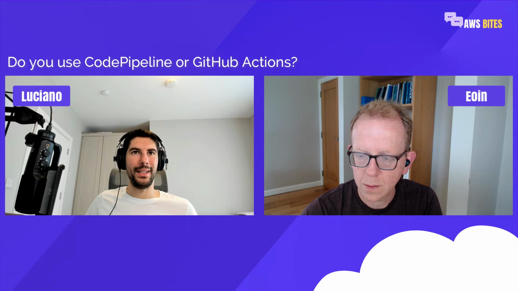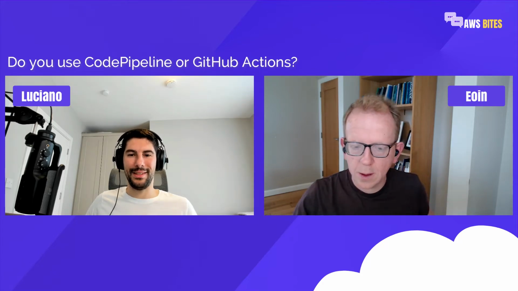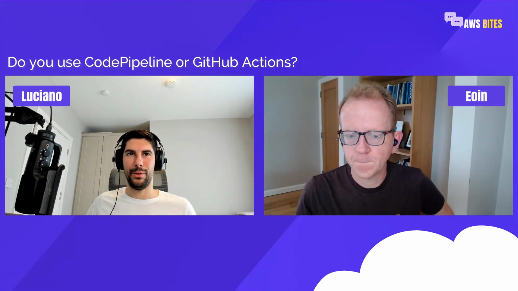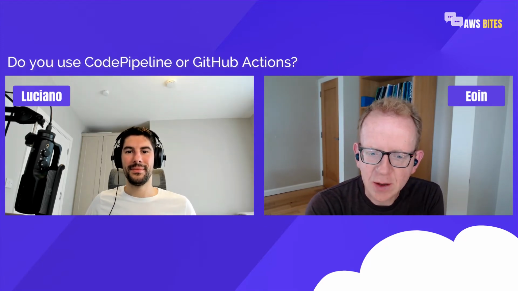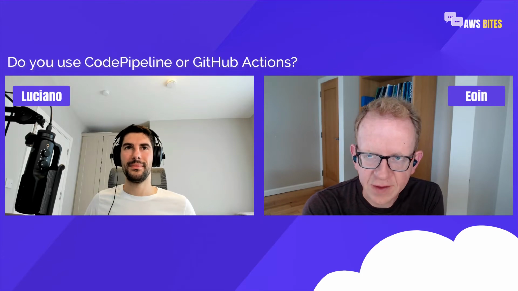Because I know there are so many different services to do all these different things, and I often get confused about which service does what. So should we try to do a recap? Yeah, in the AWS console, if you go to developer tools, you see 4 or 5 different services.